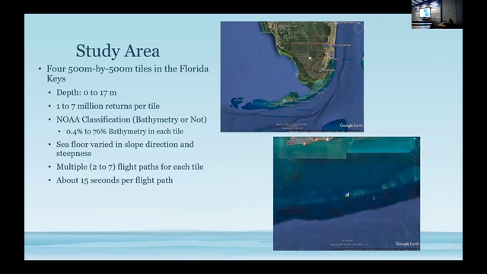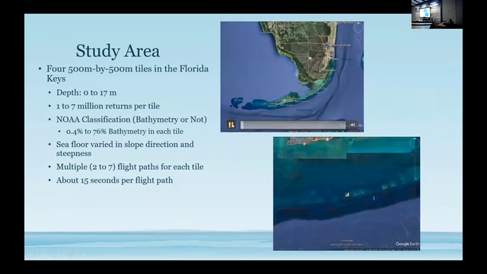Now the study area is the data. Once the data are flown, they're then cut up into tiles. And the tiles are 500 meters by 500 meters along a north-south grid. This is shallow water stuff, so we're only dealing with stuff up to about 17 meters depth. I'm using 4 tiles. They have 1 to 7 million returns. I'll show you these. This is in order of increasing depth.